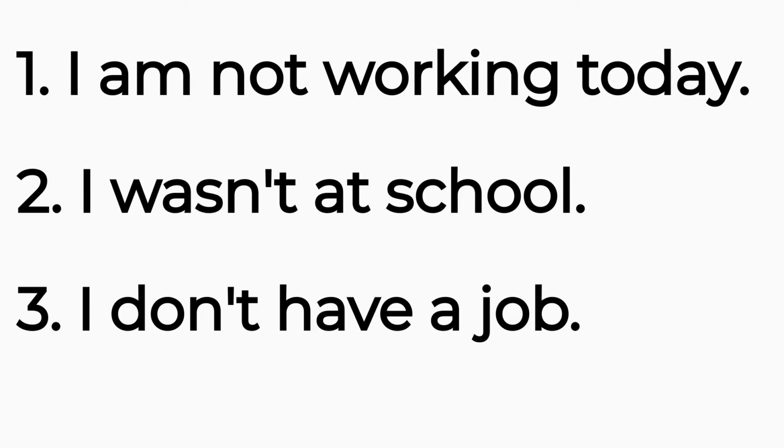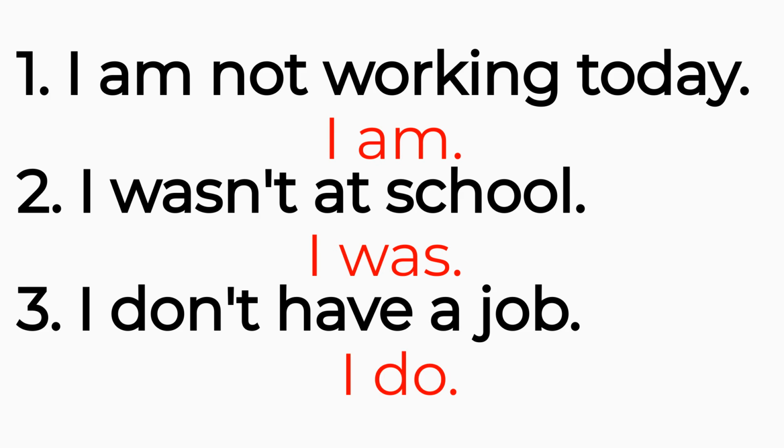In our first example, we have the present progressive verb in negative form, and so our response will be, I am. Our second example is our simple past verb. However, this is in the simple past be verb. So our opposite here would be, I was. And finally, in our third example, we have the simple present verb in the negative form, and our response here will be, I do.